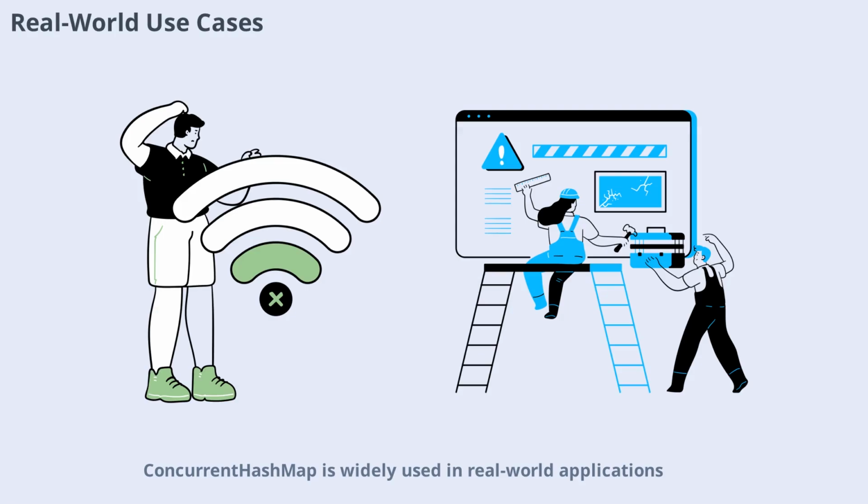ConcurrentHashMap is widely used in real-world applications where thread safety and performance are paramount. Examples include caching layers, session stores, and any scenario where multiple threads need fast, consistent access to shared data. Its robust design makes it a staple in enterprise Java development.